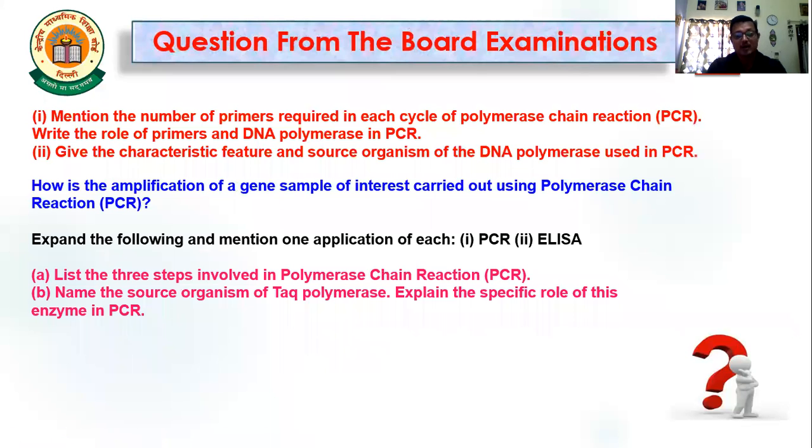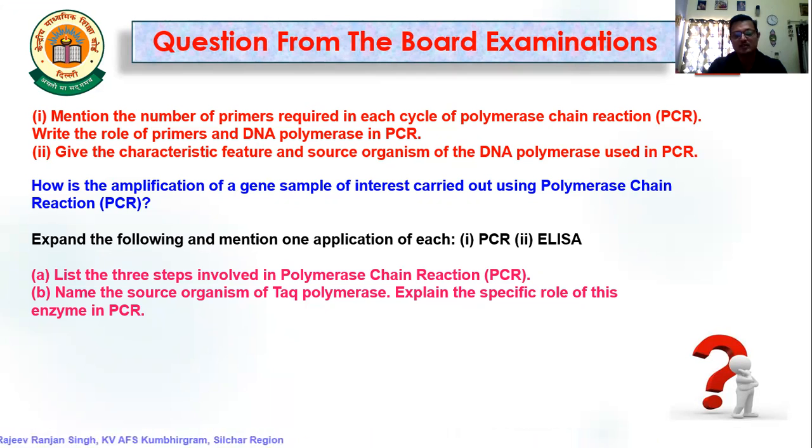Now let's have a look at certain questions that have been asked in the board examination. Mention the number of primers required in each cycle of polymerase chain reaction. Write the role of primers and DNA polymerase in PCR. Well, you will all answer unanimously 2, and the primer starts the extension reaction. Give the characteristic feature of the source organism of the DNA polymerase used in PCR. The feature is that it lives in high temperature and provides a thermostable DNA polymerase.